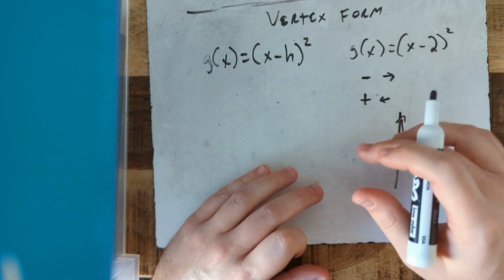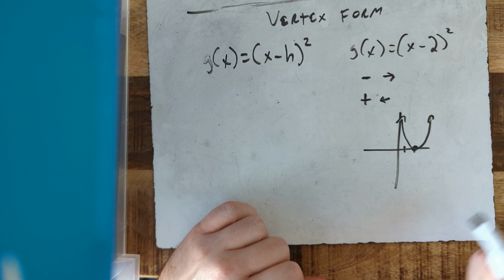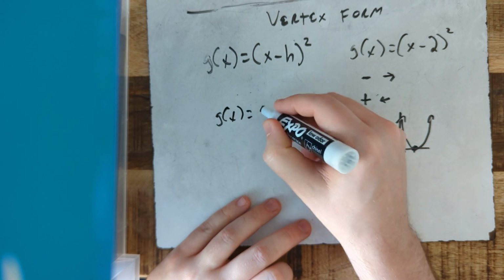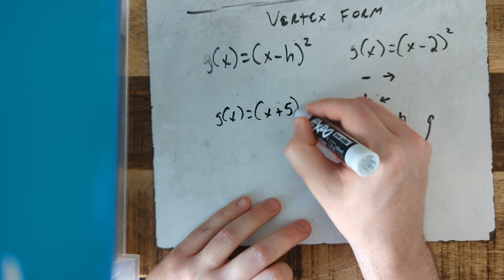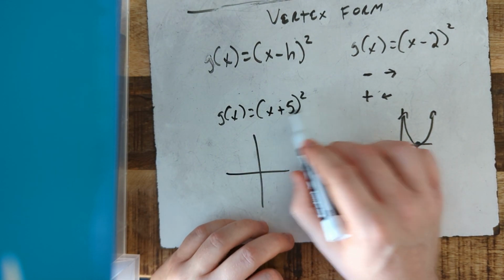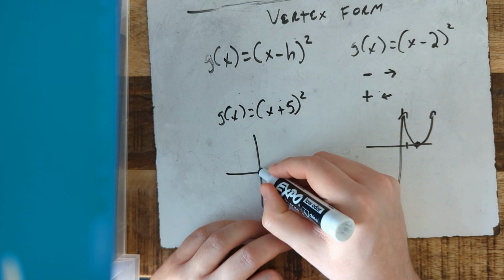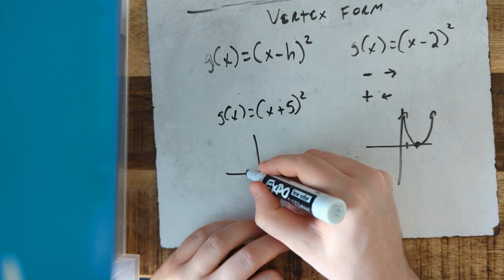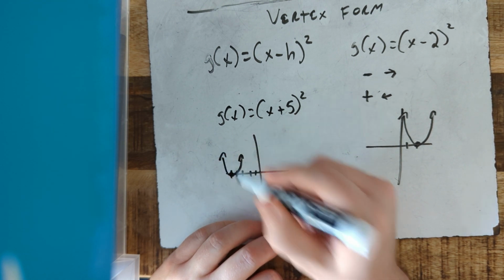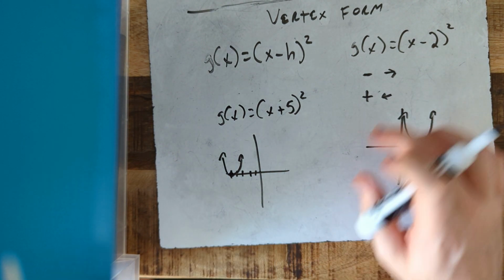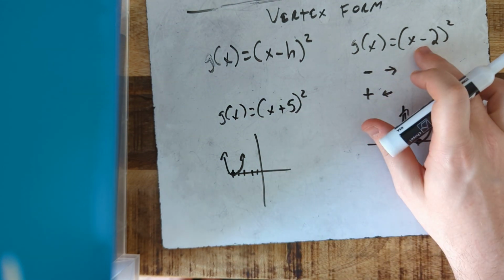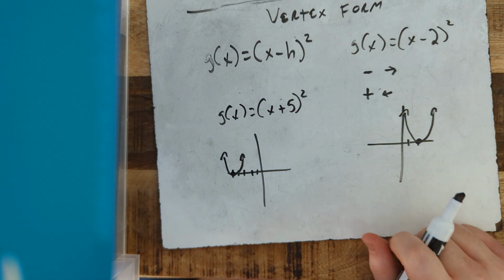So k at the end tells us up or down, h in the middle tells us left or right, all right? Along those same lines, if I gave you g of x equals (x plus 5) squared, okay? Same concept, but in this case, it's a positive in the middle, and positive we go left. So still staying at 0 here, count left 5: 1, 2, 3, 4, 5. That's our new vertex there, okay? So positive number in the middle, go left that many numbers on the x. Negative number in the middle, go right that many numbers, okay?